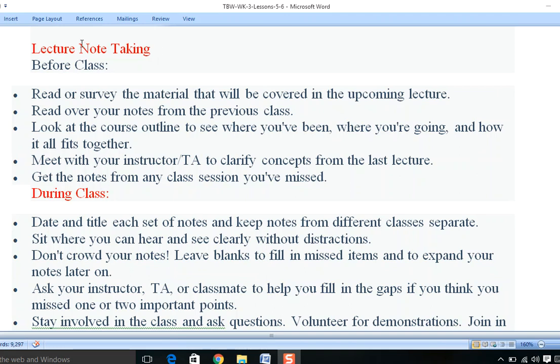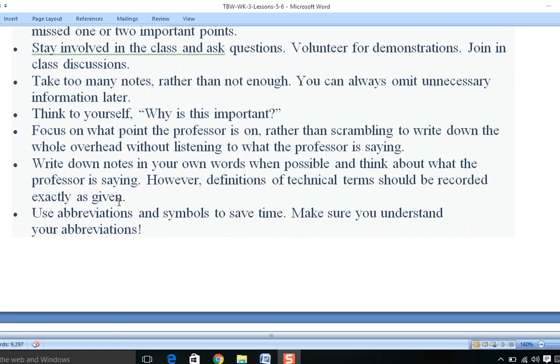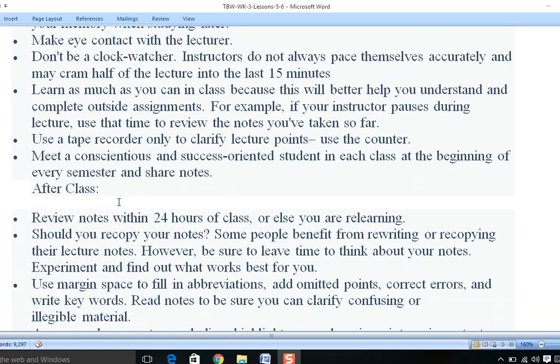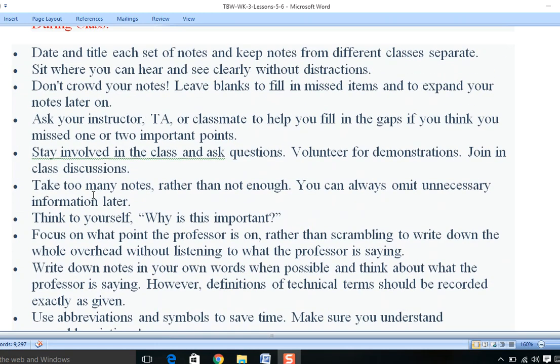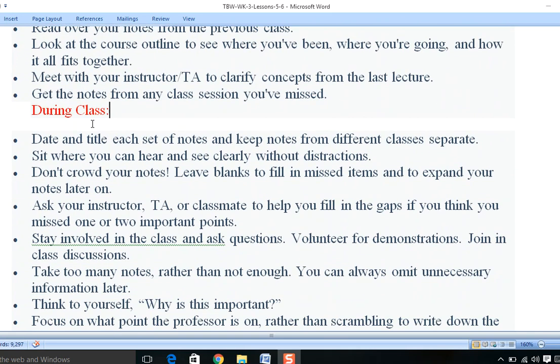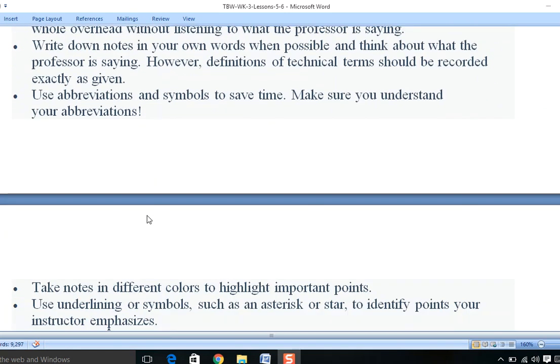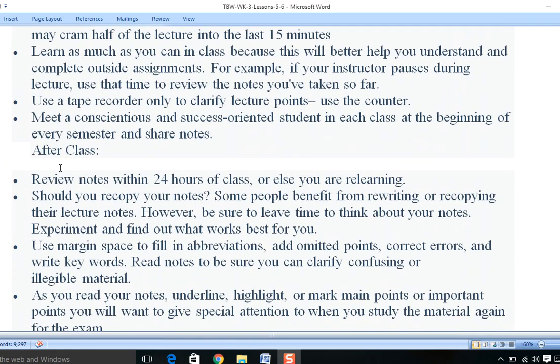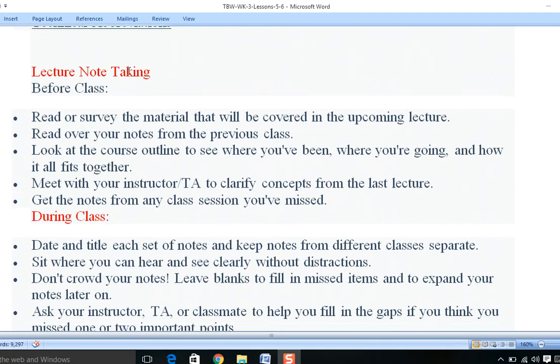Fine. So there are two phases of lecture taking in the modern world. One is before the class and during the class, and final is after the class. Fine. Three phases of lecture. What are they? Before the lecture or discussion or class, during the class, and after the class. Right? We simply read these concepts.